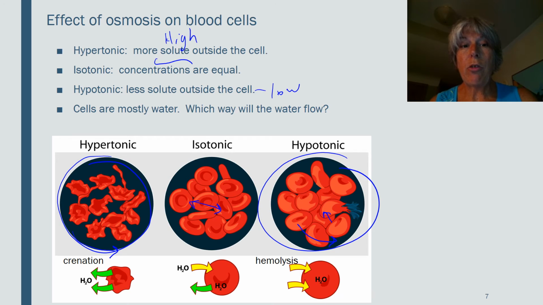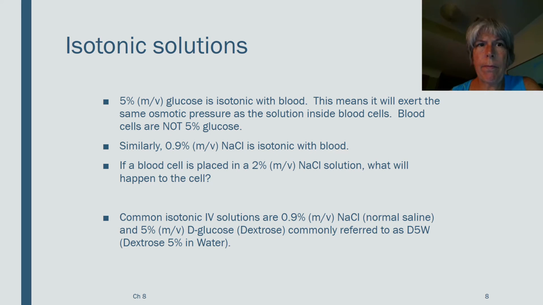When those cells shrink and shrivel, we call that crenation. When the cells get big and fat and possibly explode, we call that hemolysis. There are a couple of common IV solutions that are isotonic with blood. One of them is normal saline solution. Normal saline solution is a 0.9% mass per volume solution of sodium chloride.